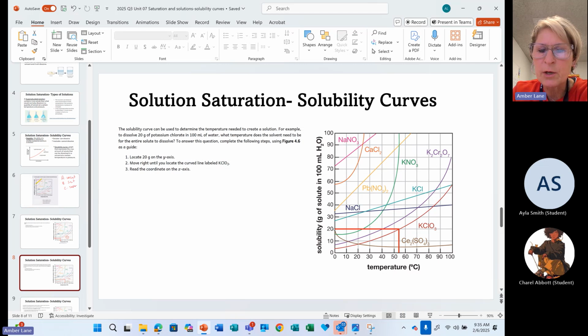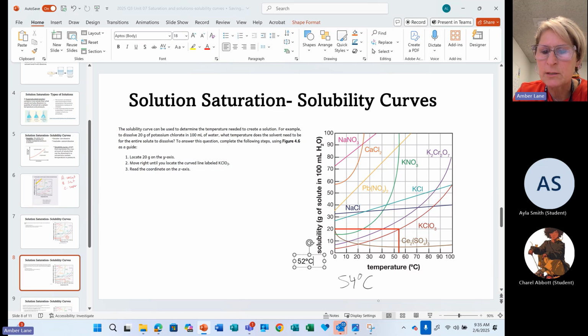So it says 20 grams, and we are back to potassium chlorate. So we go up 20 grams, and we're going to go over until we hit the line because it's a saturated solution, because it says what temperature does the solvent need to be for the entire solute to dissolve? That means the solution is saturated. So I'm going to go over until I hit my line for potassium chlorate and go down, and I'm going to approximate. To me, it looks about 52 to 54 degrees Celsius, right around there.